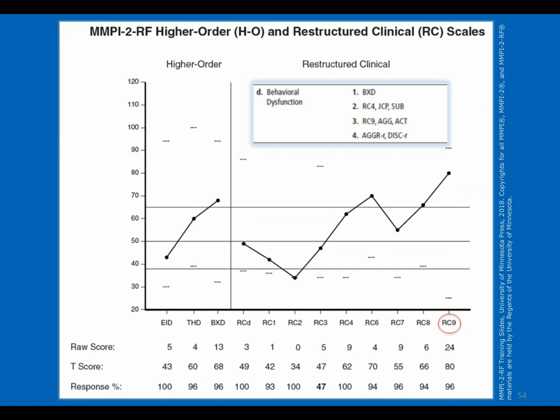Looking at the standard interpretive framework, we're going to, of course, begin with the higher order scales, and then next we're going to interpret the restructured clinical scales in that domain. So here we have BXD from the Behavioral Externalizing Dysfunction domain as our only elevated higher order scale. So now we move to interpreting RC4 and RC9. We see that RC4 is not elevated, it's below our cutoff of 65, but RC9 is elevated at a t-score of 80.